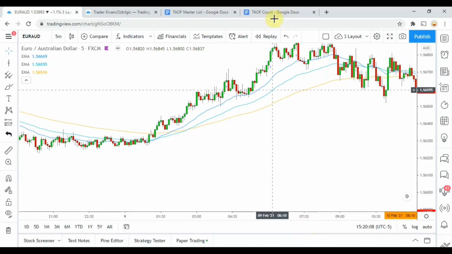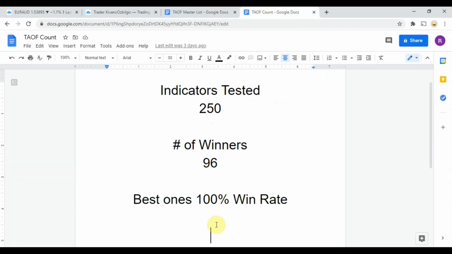First, I wanted to put the indicator scoreboard up for everyone to see though. So to date, we have tested 250 indicators, and out of those 250 indicators, 96 of them have been winners, which means that they have met or exceeded the 60% win-loss ratio threshold that we have set for them. The best ones so far were able to achieve a 100% win rate.